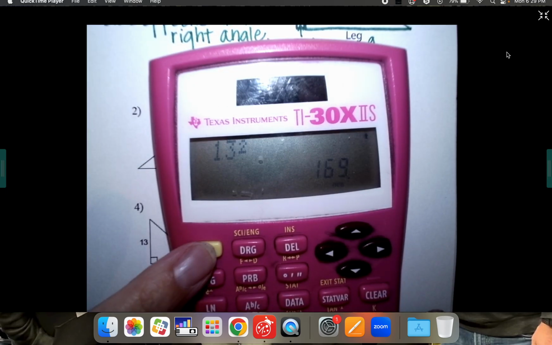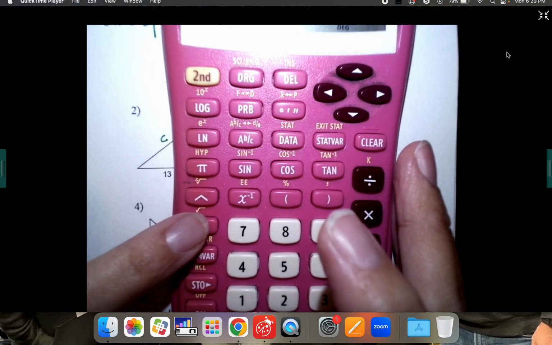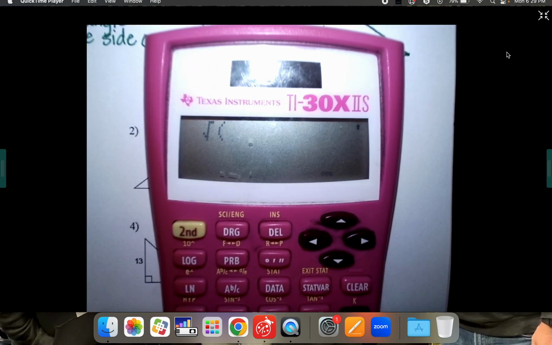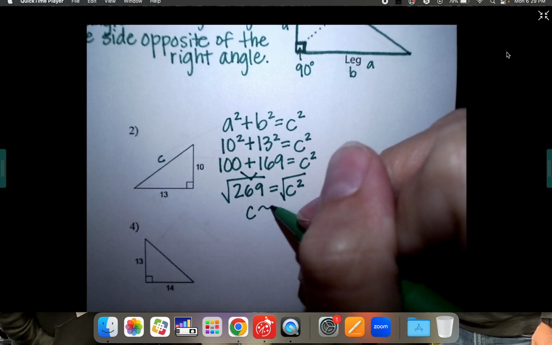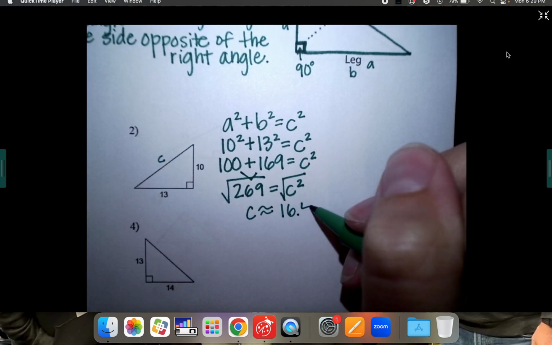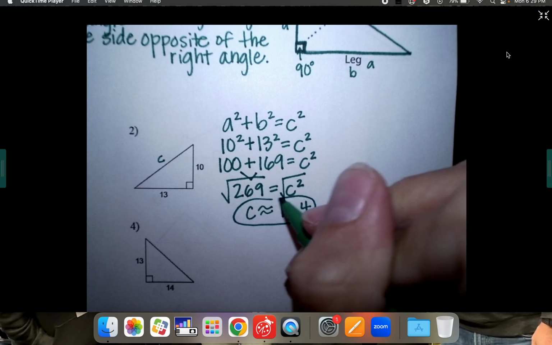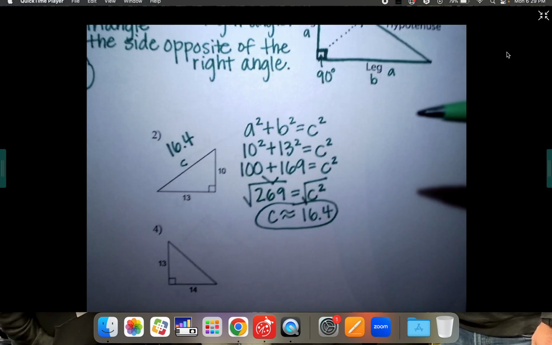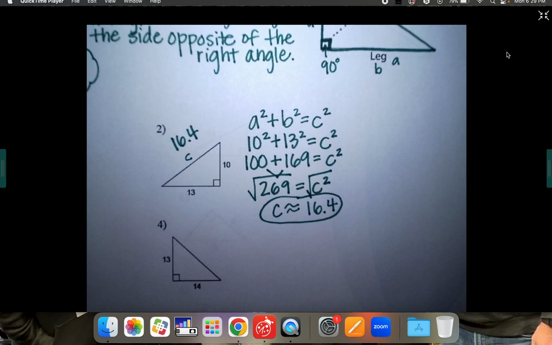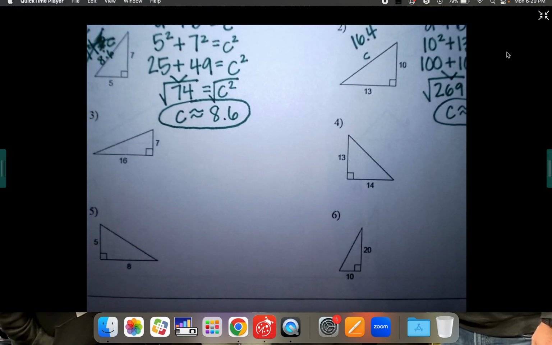So I'm going to do shift, my square root button, 269, and it comes out to be about 16.4. So we're going to say that c is about 16.4, and that is much more reasonable based on these numbers. So c is 16.4. And remember, it's always going to be your longest side. C is going to be the longest side. So 16.4 is reasonable.